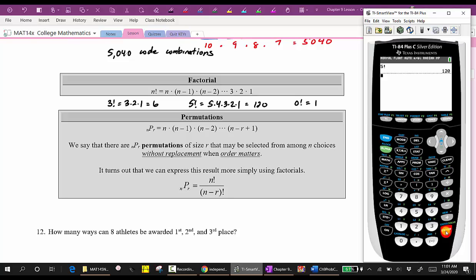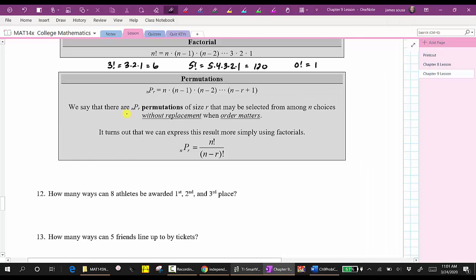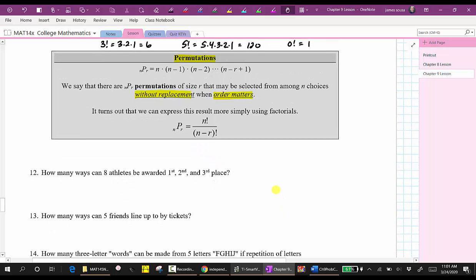And now let's talk about permutations. We say there are n permute r permutations of size r that may be selected from among n choices without replacement when order matters. So it's important to remember when we talk about permutations, we do not have replacement and order does matter. And we say n permute r. N permute r is equal to n factorial divided by the quantity n minus r factorial. Let's take a look at some examples.